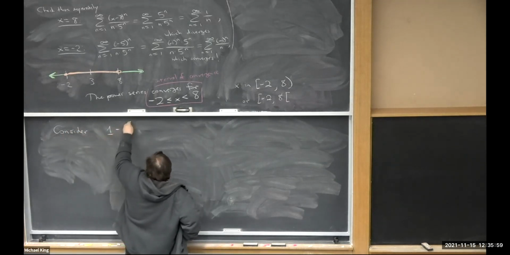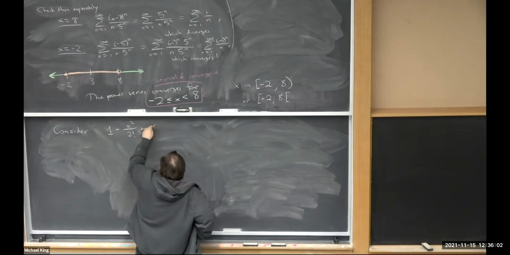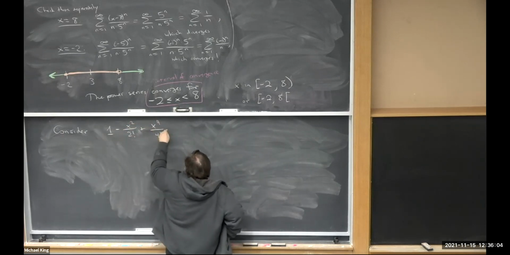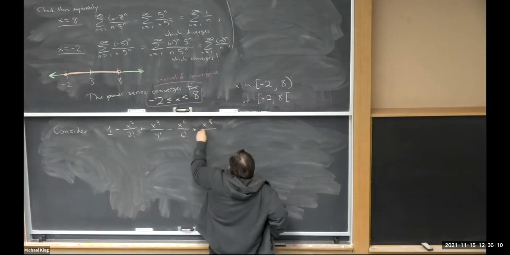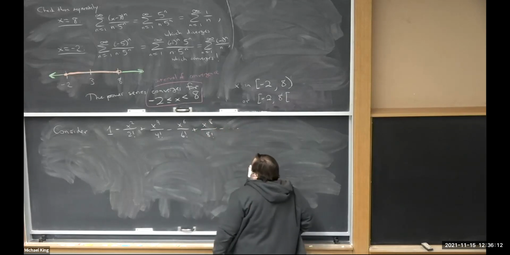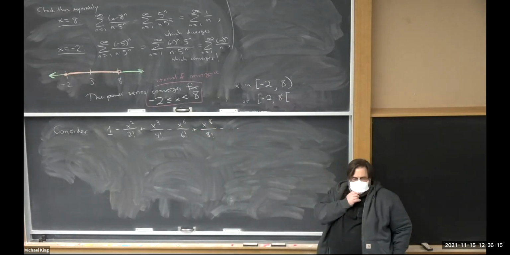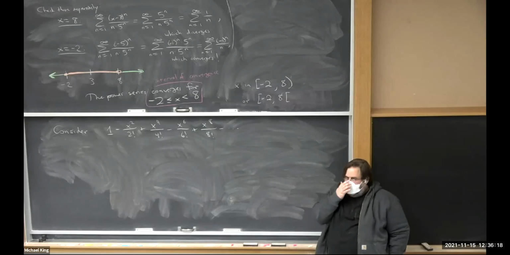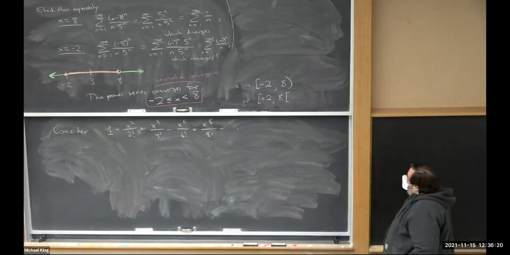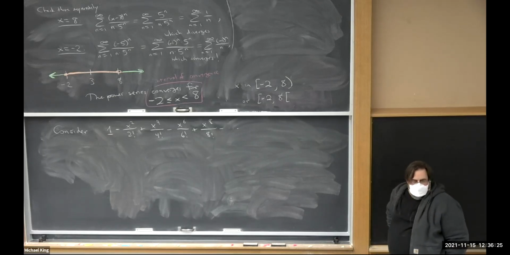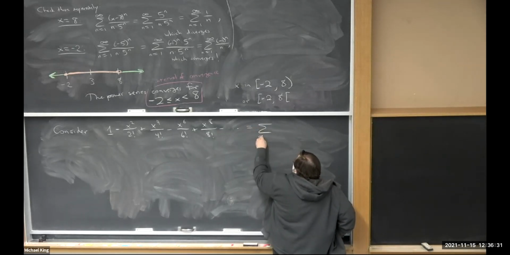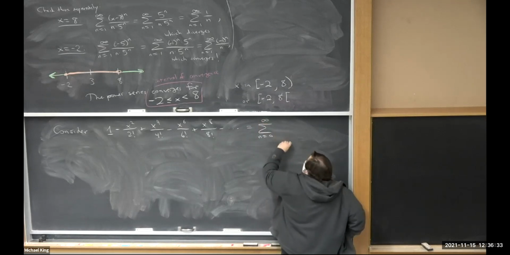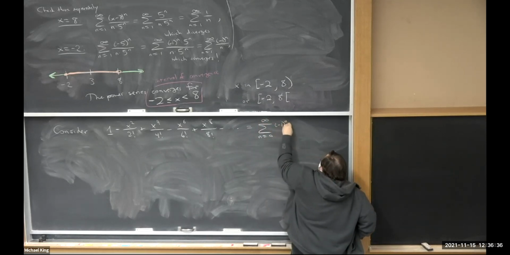1 minus x squared over 2 factorial plus x to the 4th over 4 factorial minus x to the 6th over 6 factorial plus x to the 8th over 8 factorial, and so on. There's a pattern there, right? I'm doing even powers over even factorials, plus or minus. And it has an x in it, so it's a power series. I could write it in summation notation as follows.